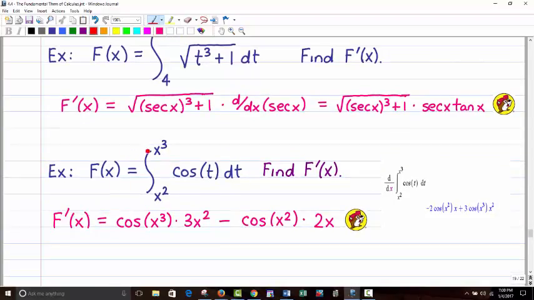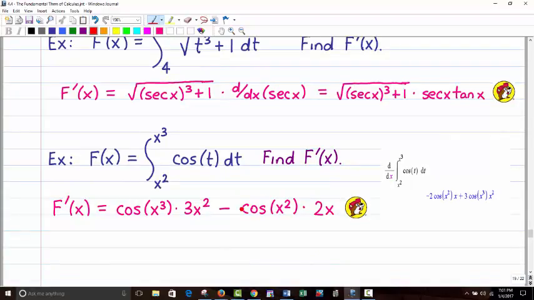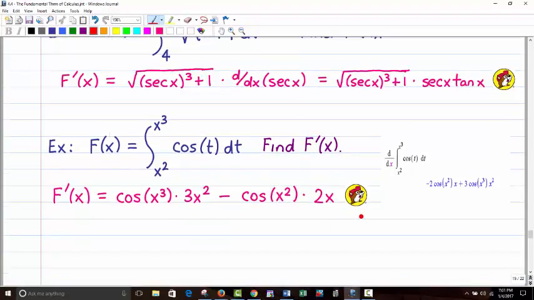Now this one, if you have variables top and bottom, you do them separately and subtract. So it's not that big a deal. Just subtract the answers. So for this one, once again, the derivative, no integrating involved here. Put x cubed in for t, so you have cos of x cubed, times the derivative of that, which will be 3x squared, minus put x squared in for t, which will be cos of x squared, times the derivative of x squared, which is 2x. And so we subtract, and Bucky approves of that one.